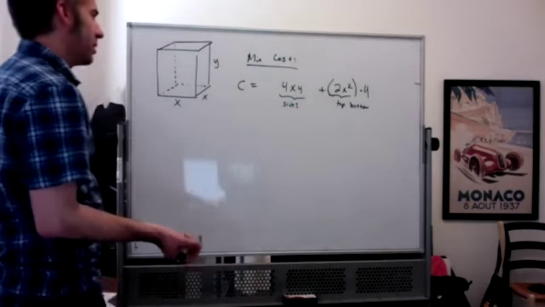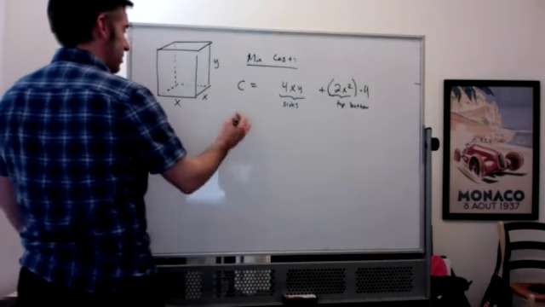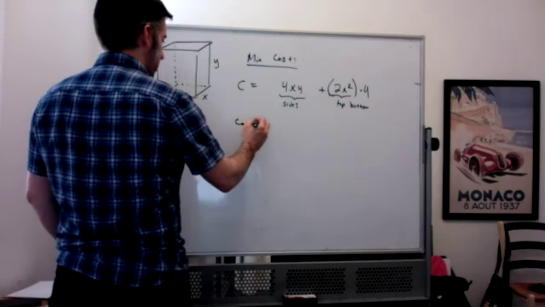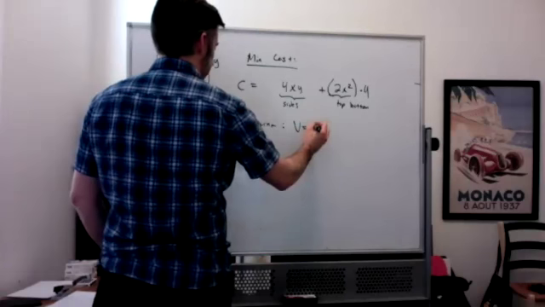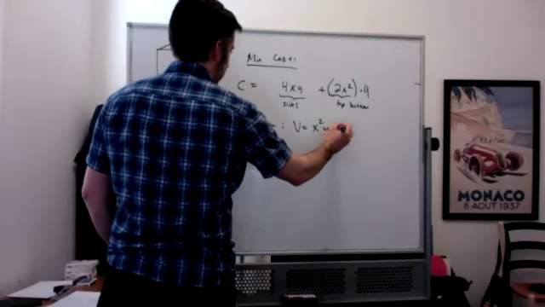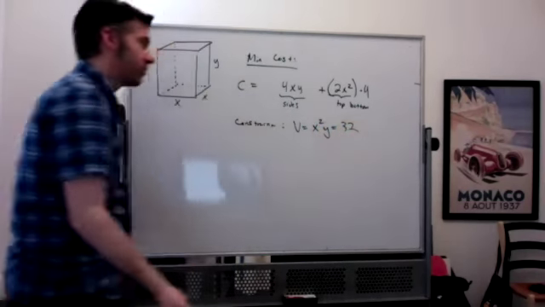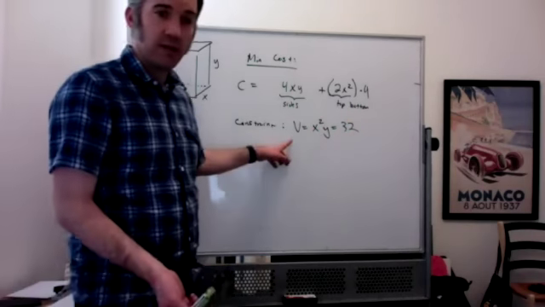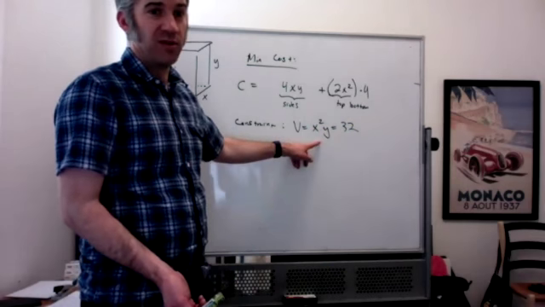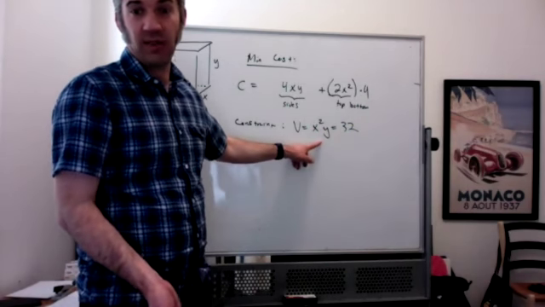And then we have a constraint that the volume, which is x squared times y, has to be 32. All right. So we're going to take our constraint and solve for one of the variables, probably the one that's easier. In this case, I would solve for y.